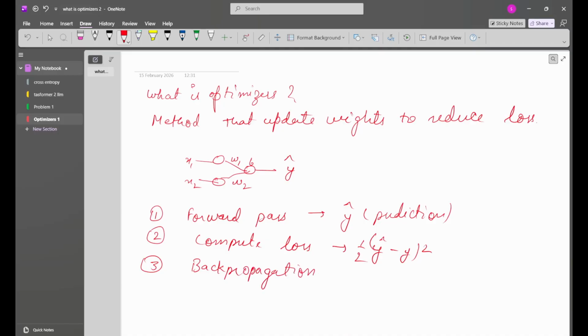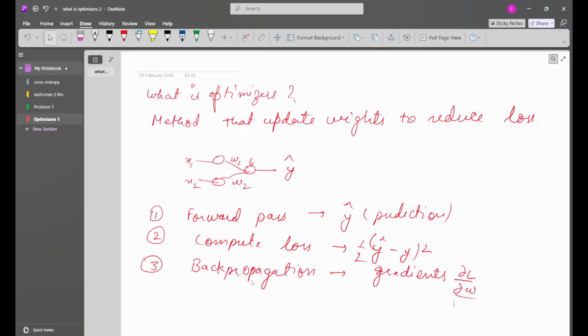I want to correct here that in backpropagation, weights do not change by themselves. In backpropagation, we only get the gradients, the derivatives: derivative of loss with respect to weight. This is the gradient, and these gradients tell us the direction.